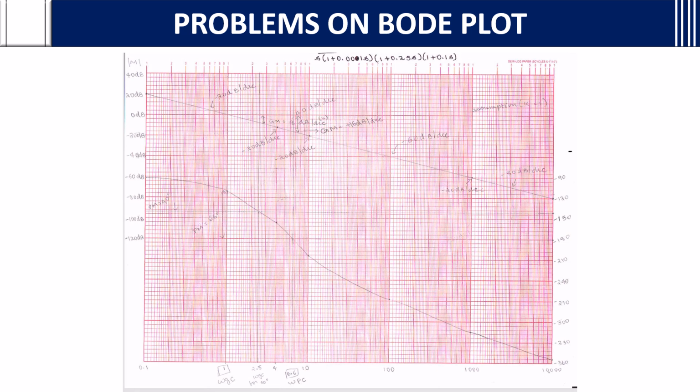So this is the graph drawn for the question we have done. I'm just showing it so that it will be useful. You can do it as homework and verify with this. If you have any doubt, you can put it in the comment box.